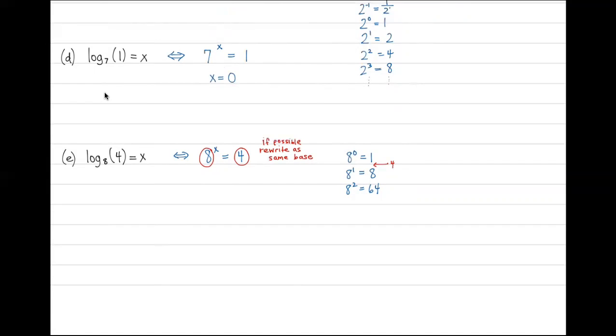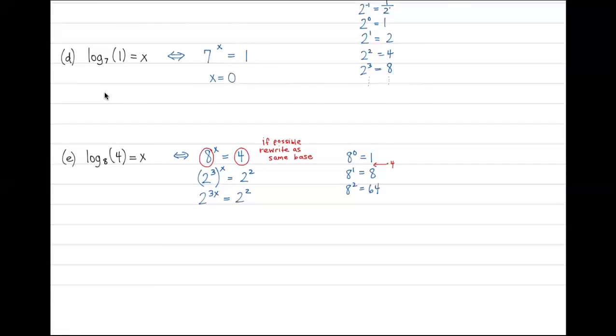Well, 8 I can rewrite as 2 to the power of 3, so I've got 2 to the power of 3, to the power of x. And 4 I can rewrite as 2 to the power of 2. So both of them have a base of 2 now. Once they both have the base of 2, we can compare them. Remember, your exponent rules say that we can just multiply these two numbers together, so we've got 2 to the power of 3x is equal to 2 to the power of 2.